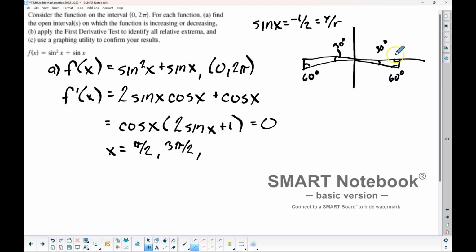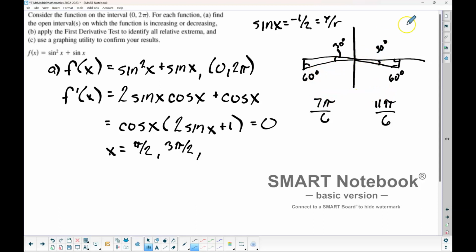And what else should be said here? Again, I'm not the best artist, but this is 180 degrees, or this is pi, and then you're going 30 degrees more. So this one would be, for future reference, 7 pi 6. And this one would be what? 11 pi 6.